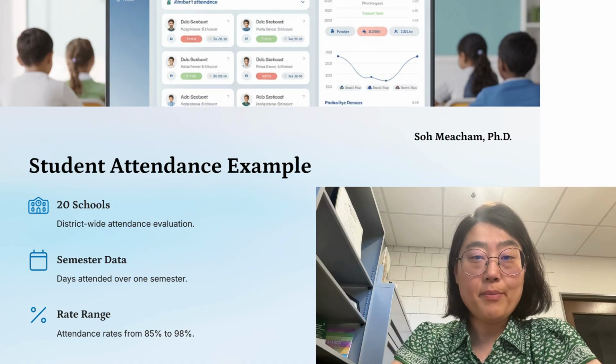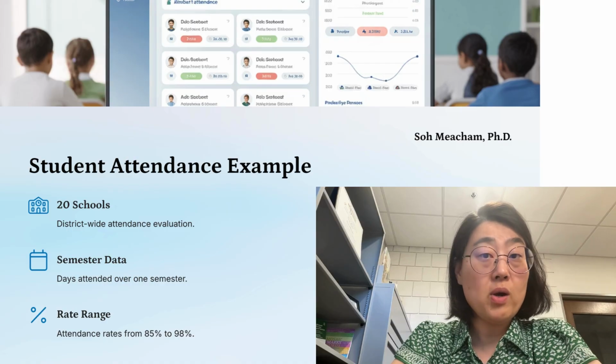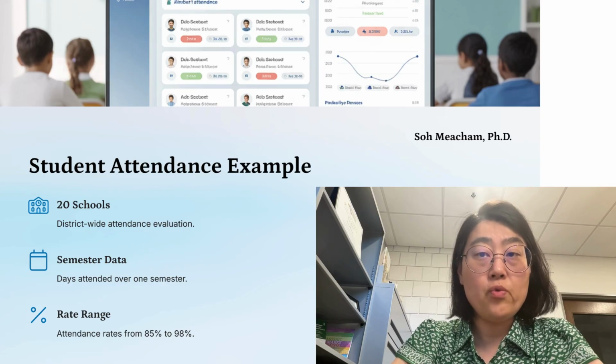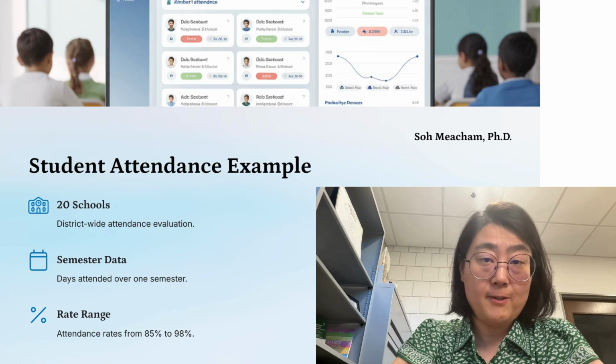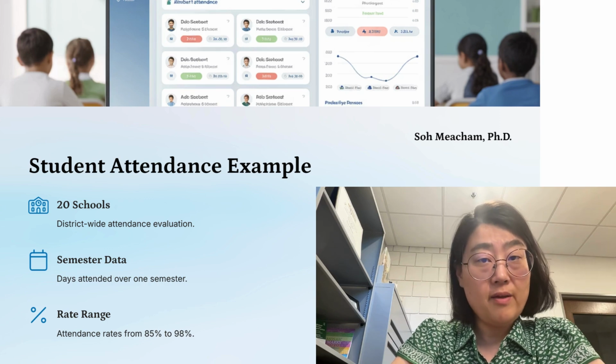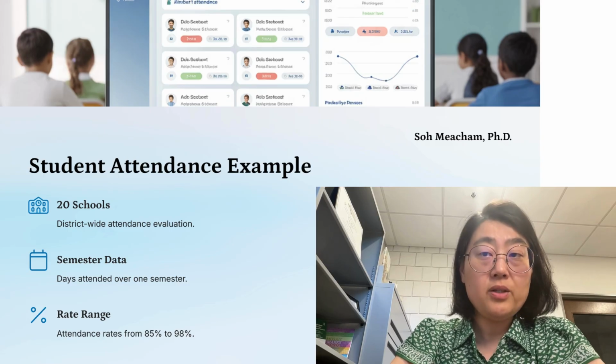Let's see another example. Consider the scenario of evaluating student attendance rates across different schools in a district. Suppose we collect data on the number of days students attended school over a semester from 20 schools. The attendance rates range from 85% to 98%. To understand this distribution, we again use the median. If the 10th and 11th attendance rates are 92% and 93%, the median attendance rate is 92.5%.